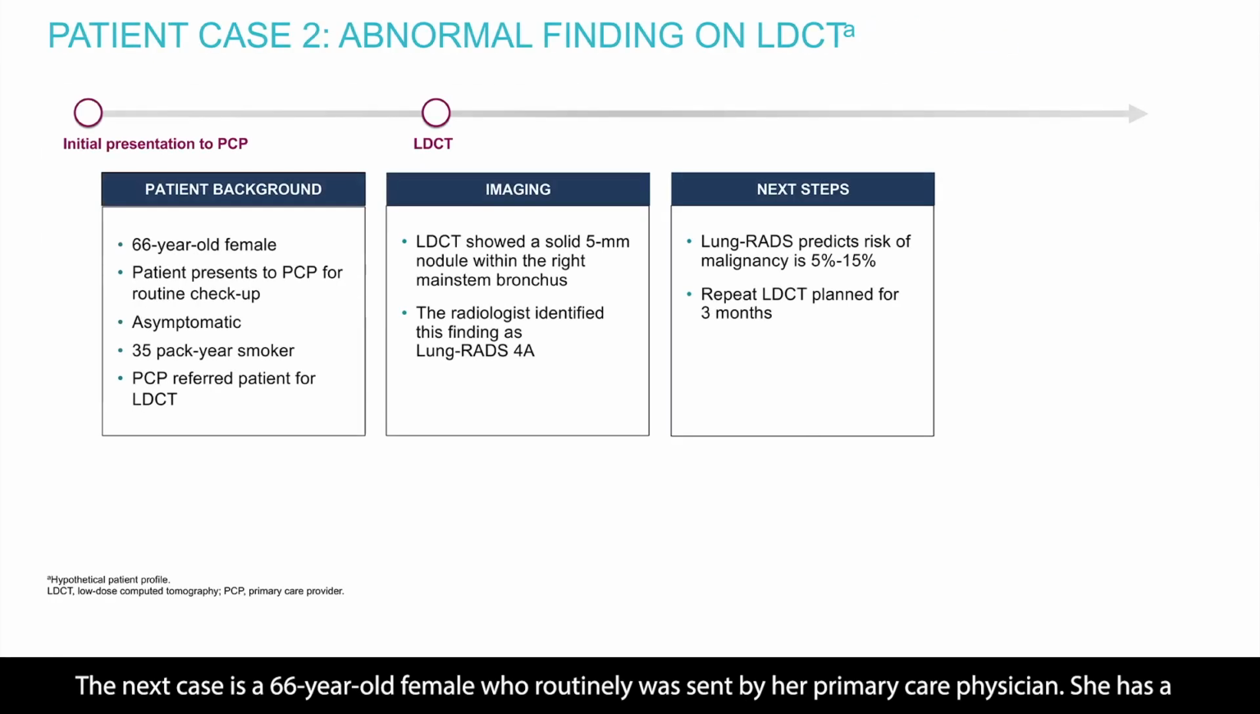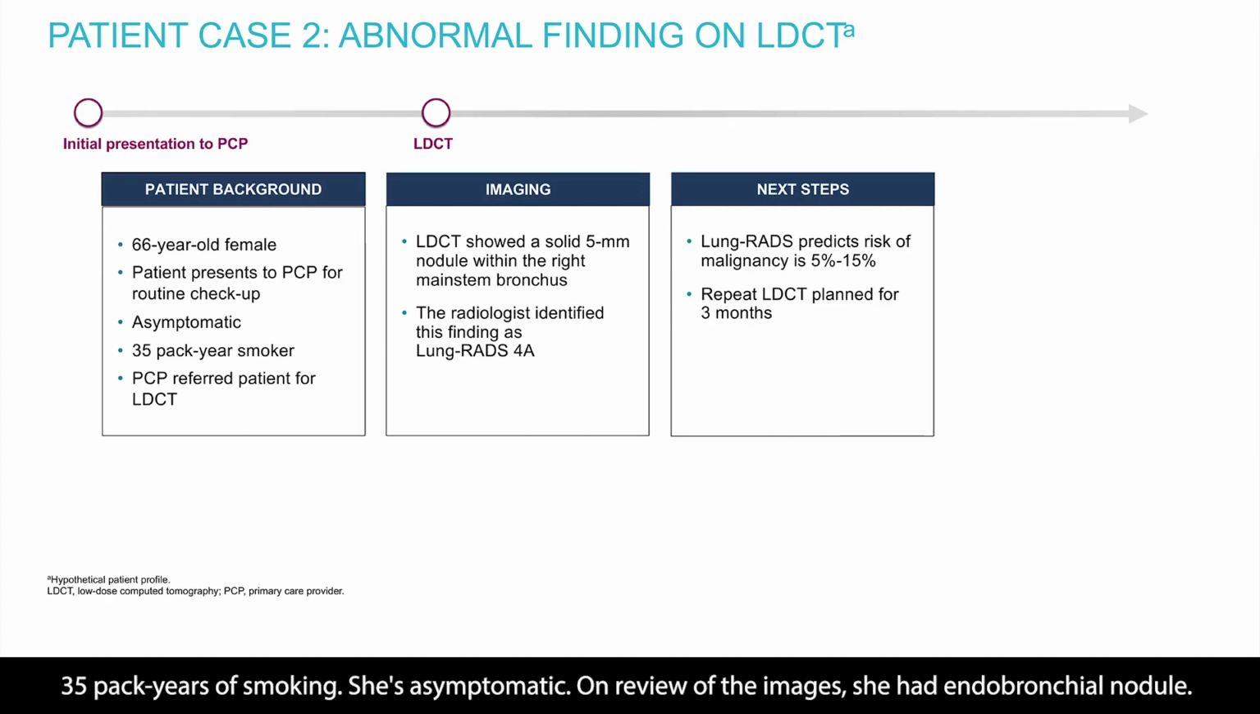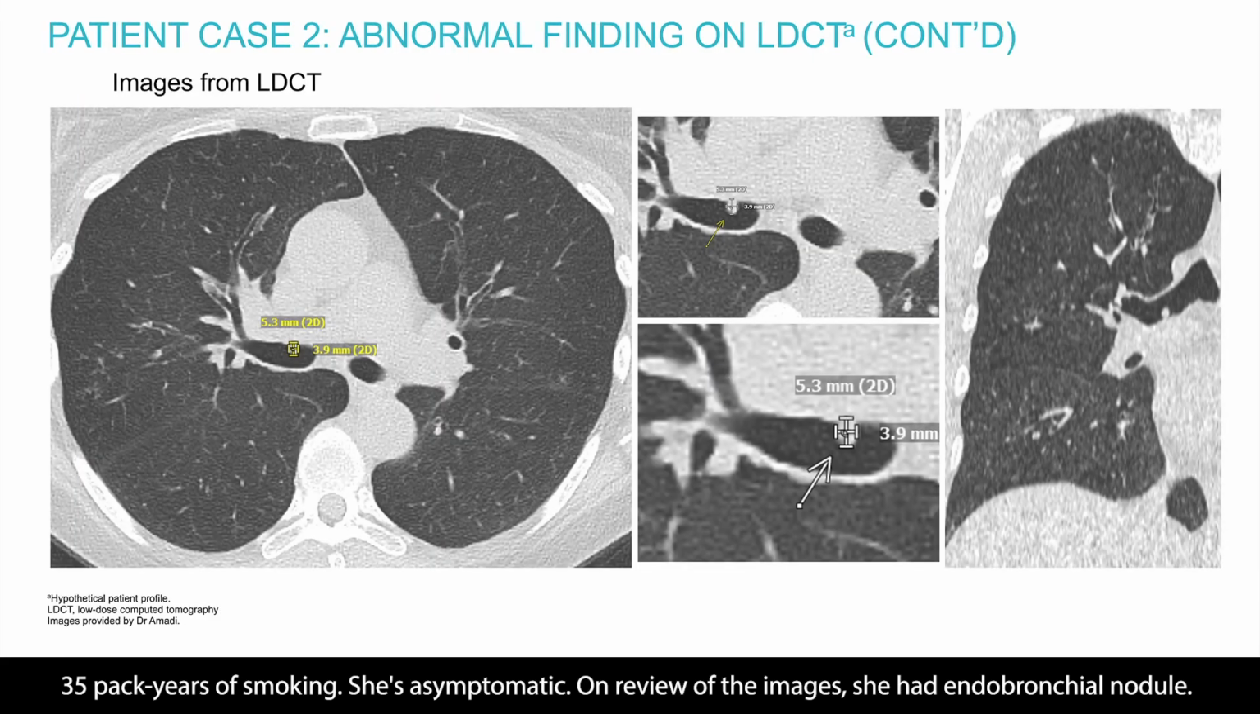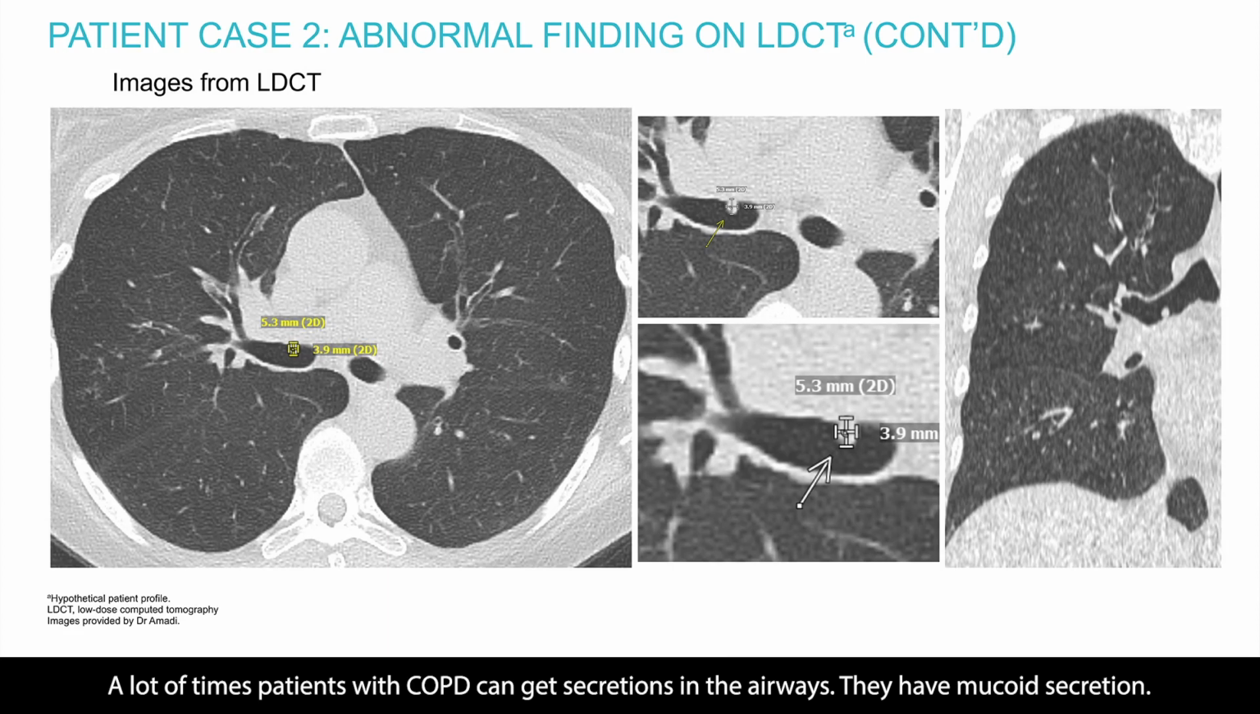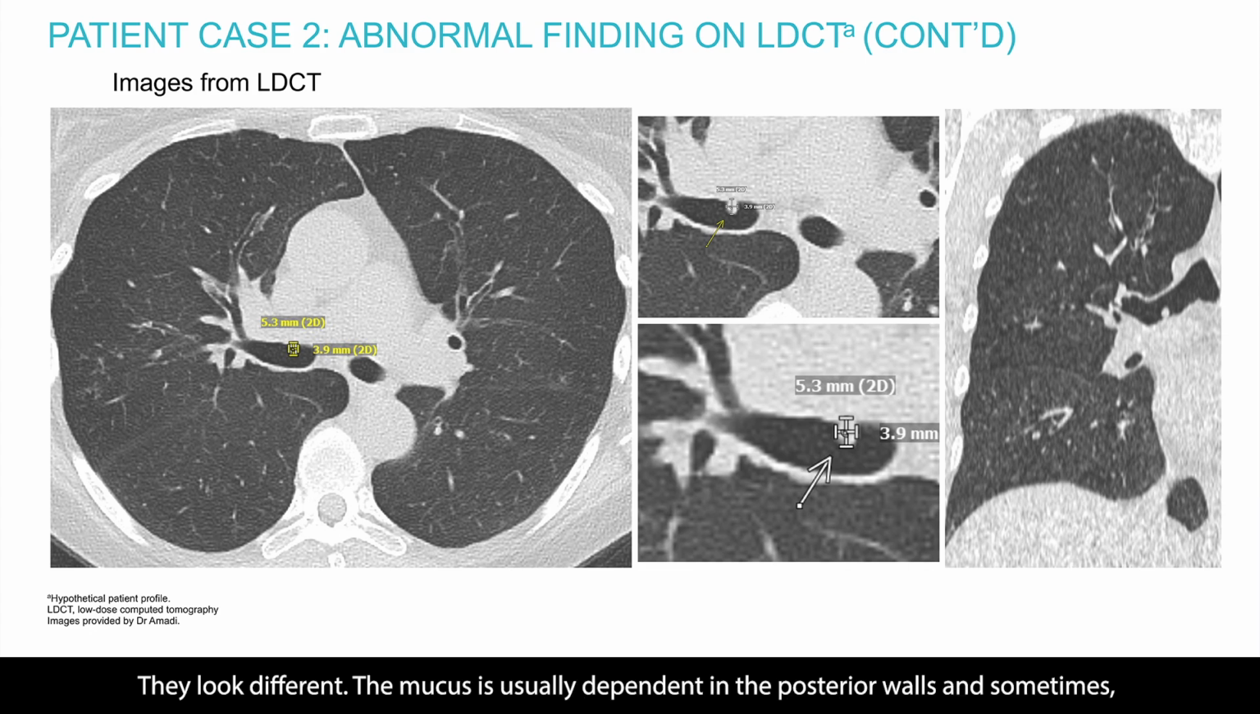The next case is a 66-year-old female who routinely was sent by her primary care physician. She has a 35 pack years of smoking. She's asymptomatic. On review of the images, she had an endobronchial nodule. A lot of times, patients with COPD can get secretions in the airways. They have mucoid secretion. They look different. The mucus is usually dependent in the posterior walls, and sometimes it has a bubbly character where you see some foci of air within the mucus.